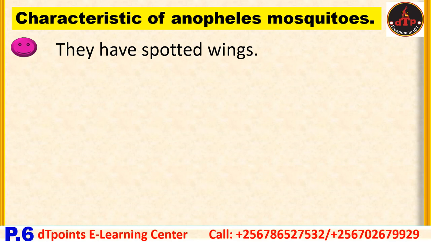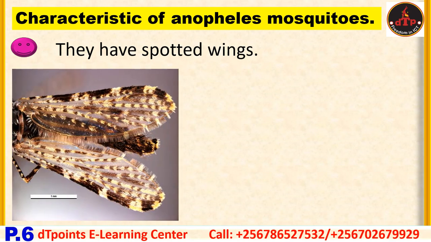The other characteristic is that they have spotted wings. I want us to look at these wings here. You see the color: black, sort of brown and white, brown and white, brown and white. So those are the spotted wings we are talking about in this case. They have spotted wings.